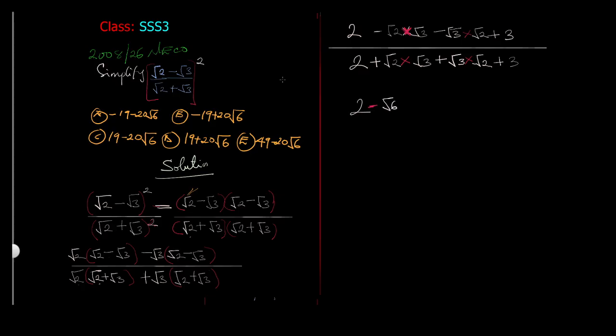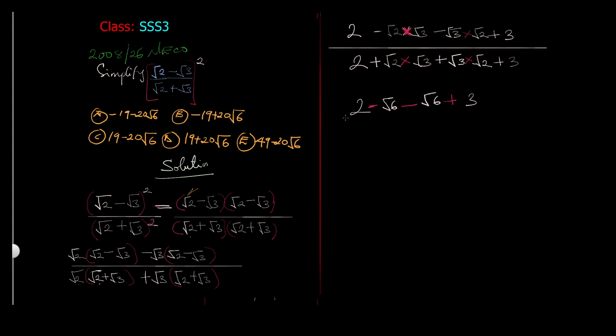Now, get to this one. Minus square root of 3 times plus square root of 2. That will be still minus square root of 6. Yes, minus square root of 6. Good. Then plus 3. Let me use this so it makes our work distinct. Plus 3. All right. Beautiful.